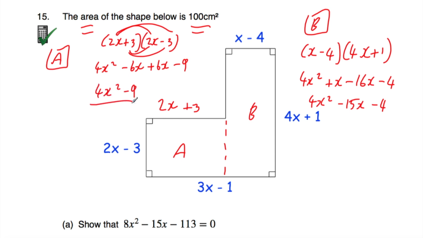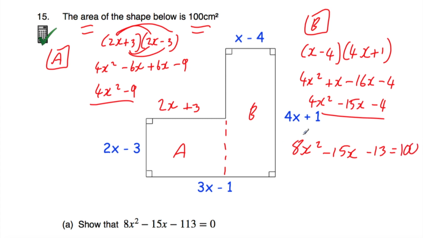So we've now got the expression for the area of rectangle A, and we've now got an expression for the area of rectangle B. If we add them together, that'll be the expression for the whole area, and we know that's equal to 100. So let's add these two together and see what we get. Well, 4x squared plus 4x squared would be 8x squared. And then it's just going to be minus 15x because this one doesn't have any x's. And then we've got minus 9 plus minus 4. And minus 9 plus minus 4 will be minus 9 take away 4, which will be minus 13. And that's going to be equal to the area, which is 100.